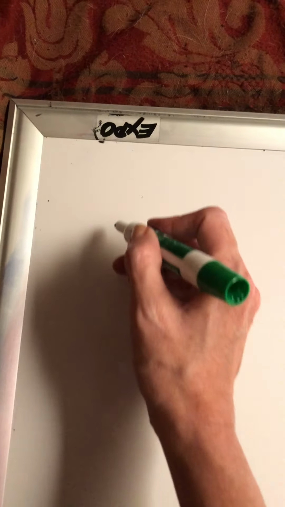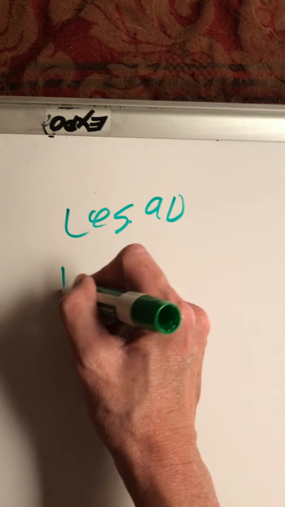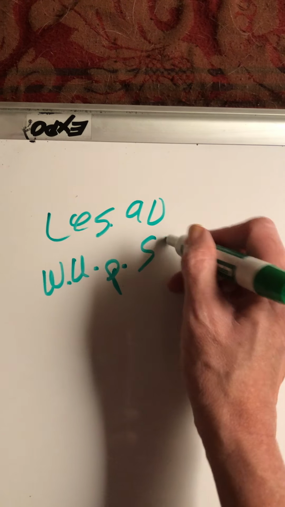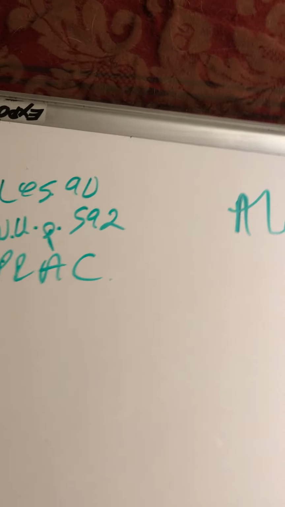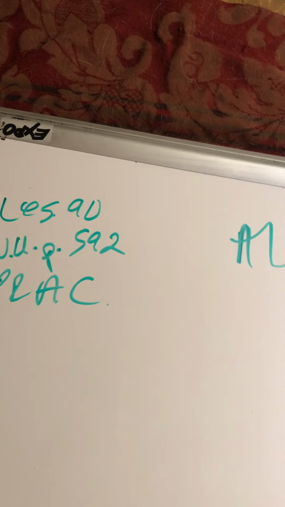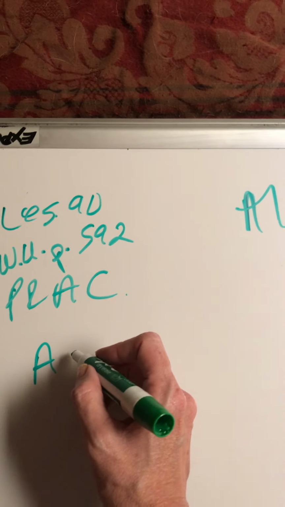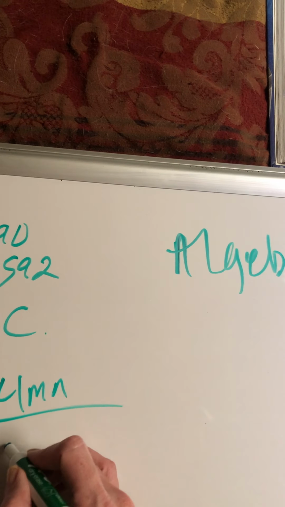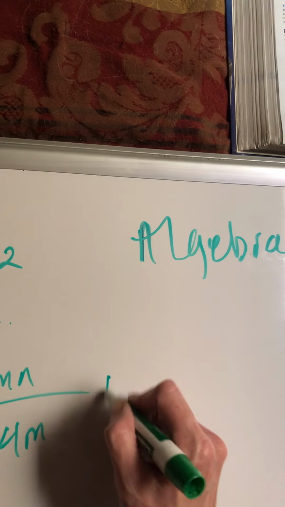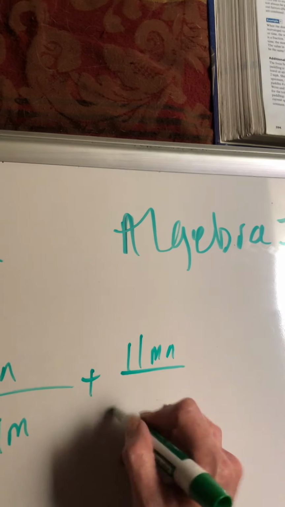Now I want to go ahead and make the assignment and talk some on the assignment. So let's see, lesson 90. You're going to do the warm-up, which is on page 592. We're going to do the practice right now together because I just want to talk through them and go over them again. So I'm going to walk you through the practice ones right now, and then I'll give you the rest of the assignment. 4mn over 24m plus 11mn over 24m.